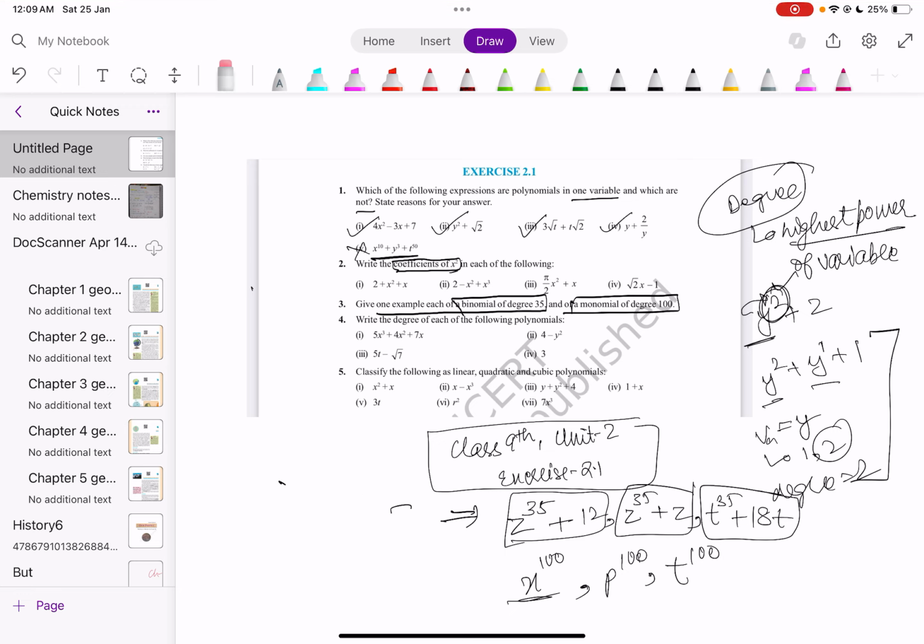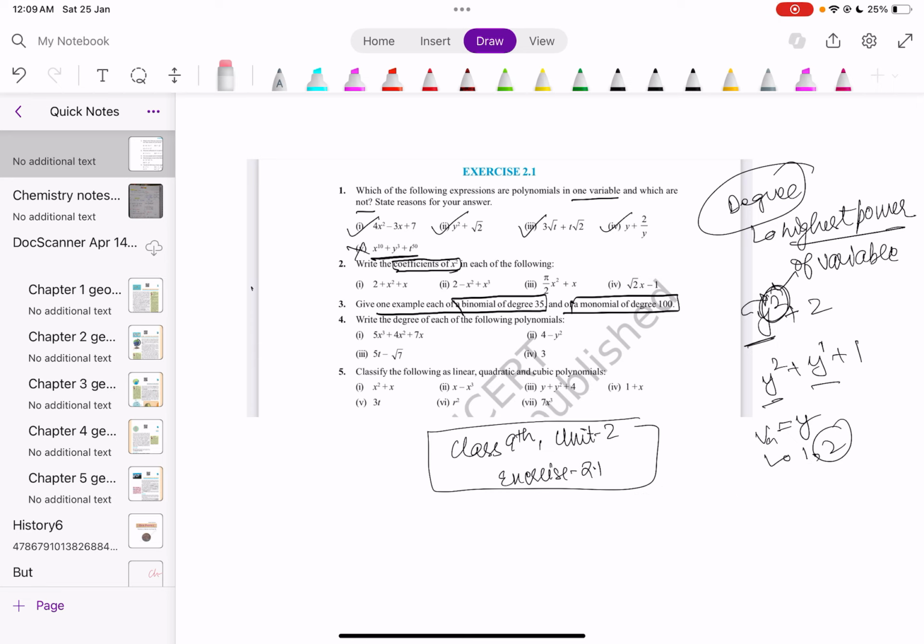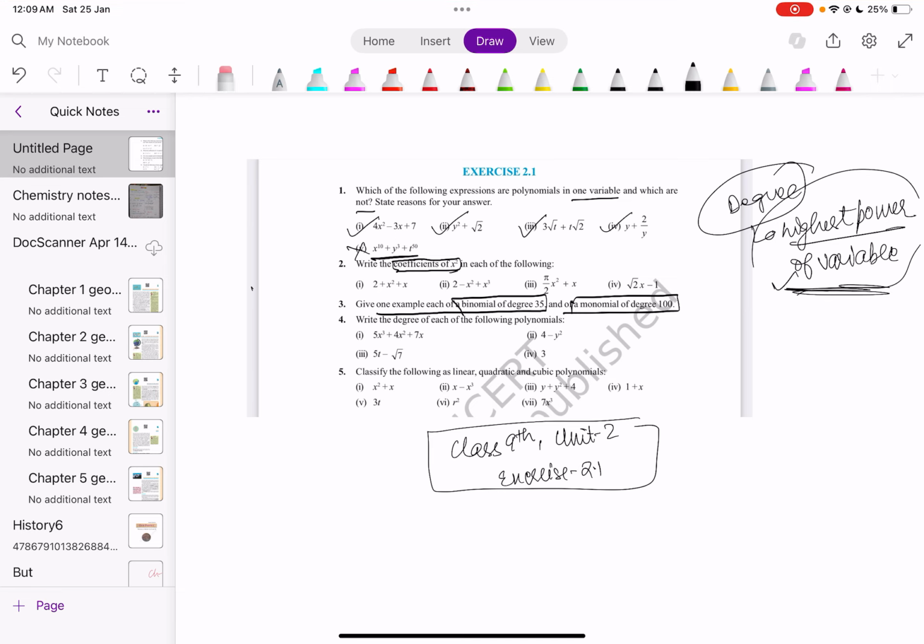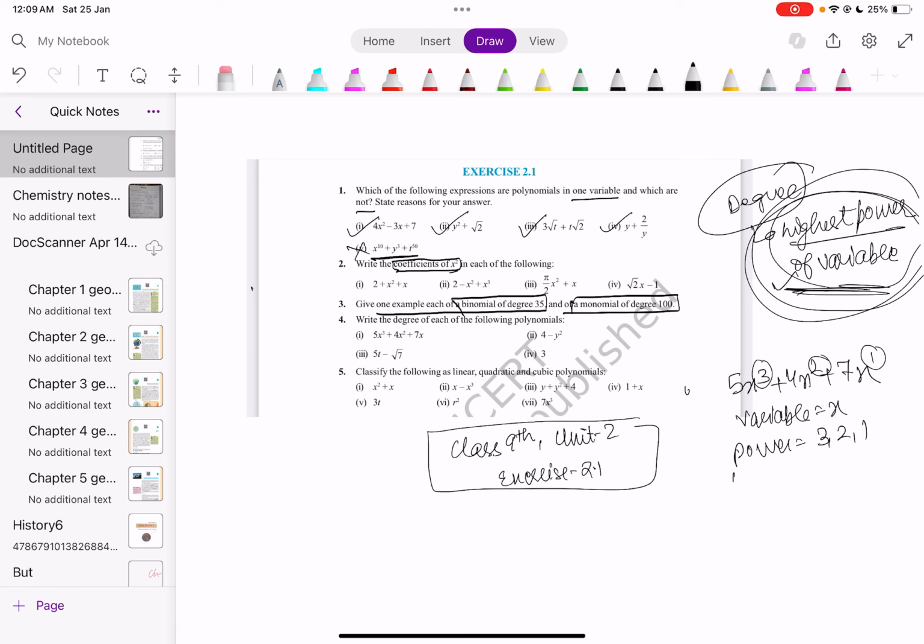Next we are supposed to find out the degree of each polynomial. So I hope you already know about degree, that degree is the highest power of a variable. If you look into 5x cube plus 4x square plus 7x, we know the variable is x, and what powers does it have? 3, 2 and 1, and the highest is 3. If we talk about the second term, it's 4 minus y square, so y's highest power is 2.